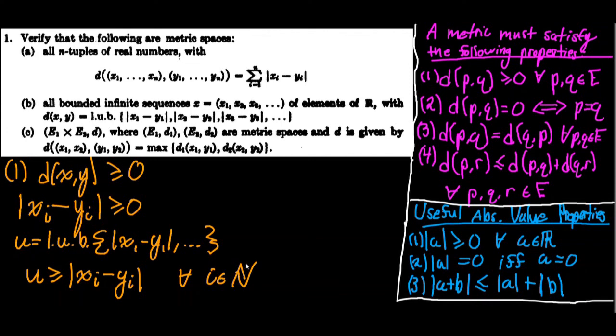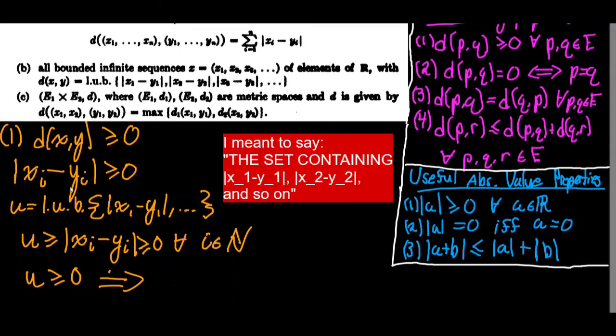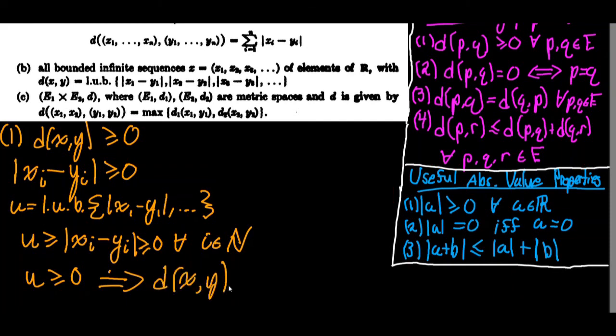And this bolded N is the shorthand notation for the natural numbers. So we know that u is greater than or equal to the absolute value of xi minus yi for any i, by definition of it being an upper bound. So therefore, since the absolute value of xi minus yi is greater than or equal to 0, by definition of absolute value, we can say that u, which is the least upper bound of this set, is greater than or equal to 0. And therefore, since u is the least upper bound of the absolute value of x1 minus y1 and so on, u is equal to the distance between x and y. So therefore, the distance of x and y will always be greater than or equal to 0. And we've proven property 1.